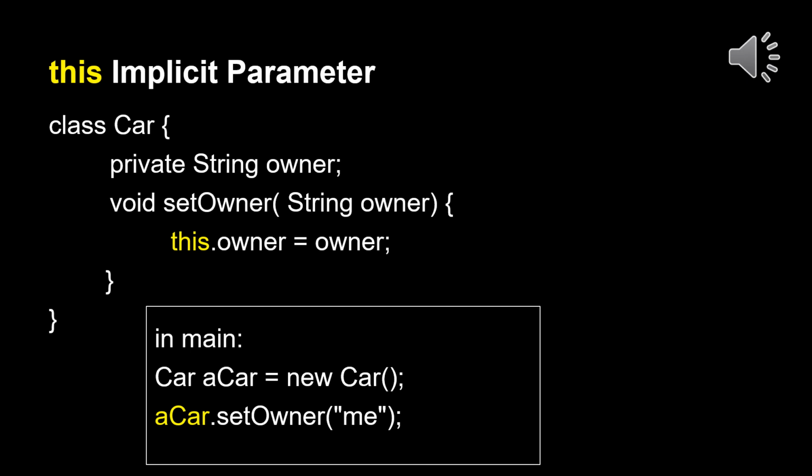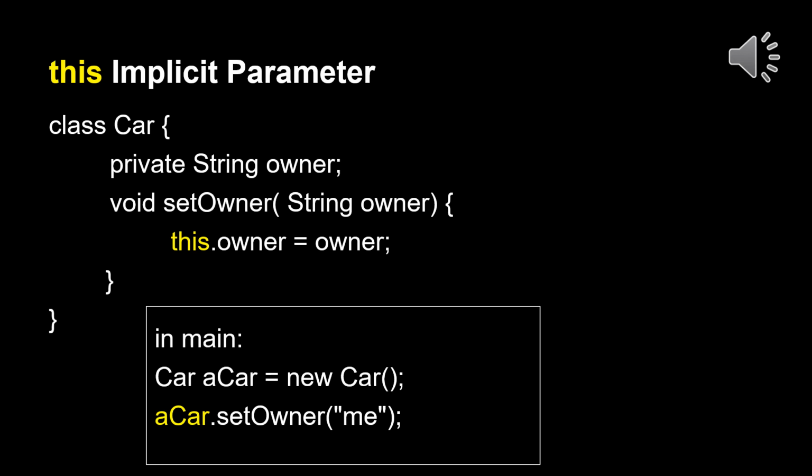This implicit parameter with a Car class. So we see the Car class and a setOwner method. The setOwner method is non-static, so it's an instance method. So a particular instance of Car will be called with a reference. And then within the setOwner method, we refer to the reference of the particular instance with this.